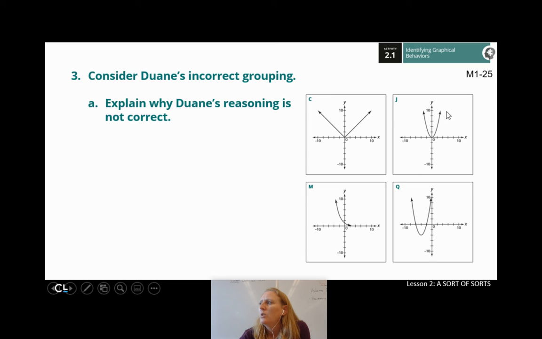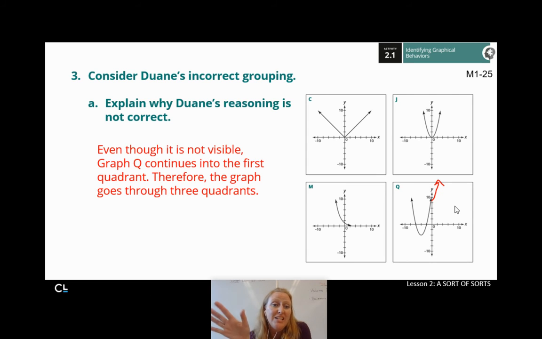1, 2 quadrants, 1, 2 quadrants, 1, 2. Wait. There's an arrow on Q. Do you see that? On Q, there's an arrow. It's going to keep going. We just talked about that. Arrows keep going. Sorry, bad drawing. It's not going to be in 2 quadrants. Q is going to be in 1, 2, 3 quadrants. So even though it's not visible, that arrow on graph Q, it's going to continue into the first quadrant. So therefore, graph Q goes through 3 quadrants, not 2.